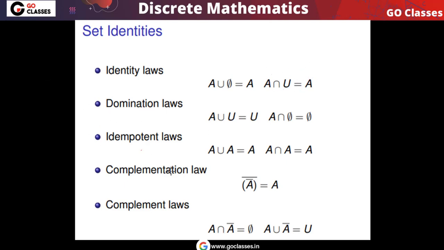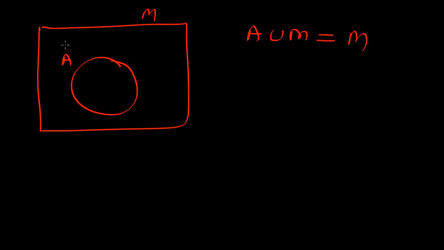Now the next is the domination law. The domination law says that if you have this set A, and this is the universal set, then what will be A union the universal set? A union the universal set will be the universal set, because A union the universal set means all the elements of A and the universal set. And what is A intersection phi? The common elements. There is no common element because phi does not have any element. So these two rules we have: A union universal set is universal set, and A intersection phi is phi.